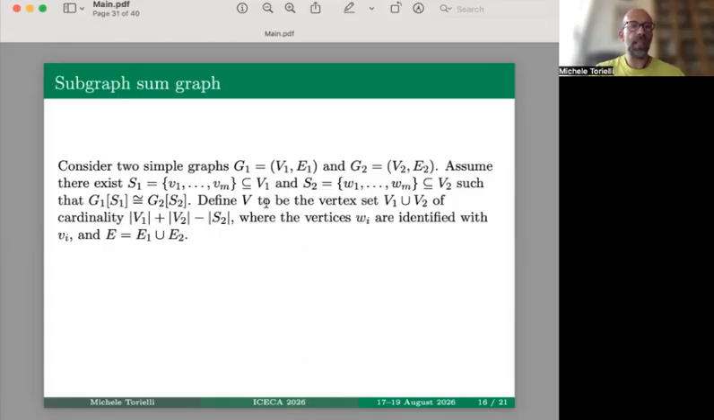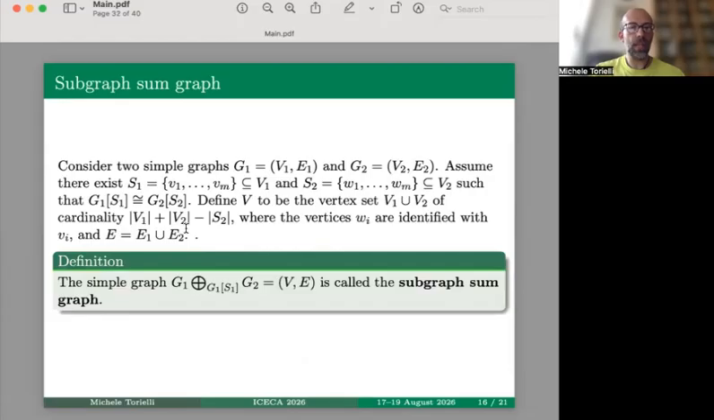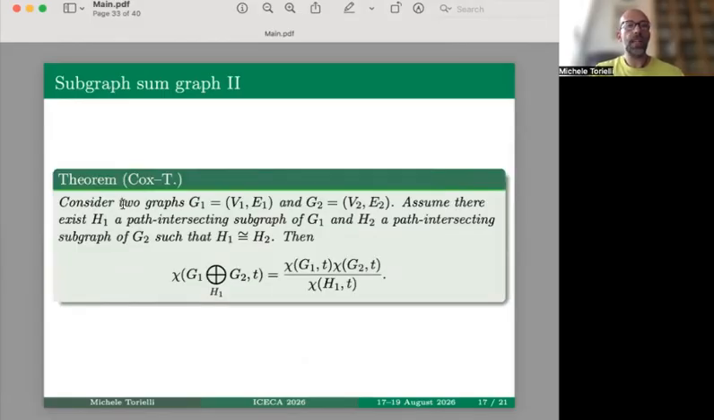And I can obtain V, a new vertex set that is nothing else than the union of V1 and V2, where we have identified the set S1 and S2. So now this has cardinality, the cardinality of V1 plus the cardinality of V2 minus the cardinality of S2. And then I take all possible edges, throwing away multiple edges and loops. In this way, I obtain a simple graph that we will call the subgraph sum graph along these subgraphs. Now, if G1 S1 was a clique, this is exactly the clique sum of two graphs. Similarly, we could generalize the clique sum theorem.